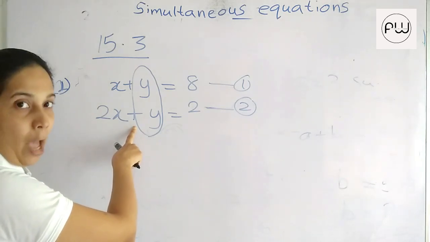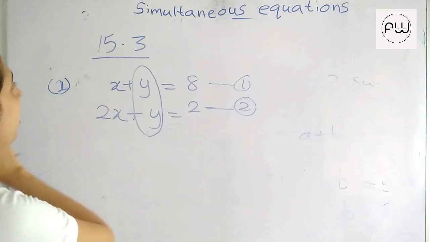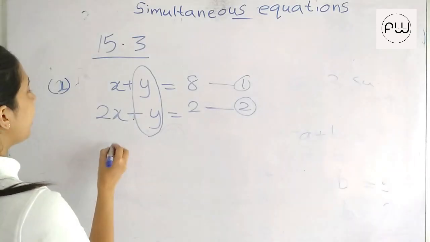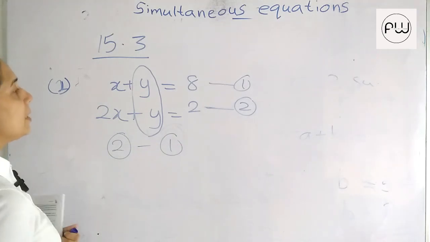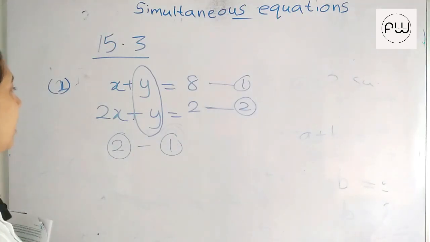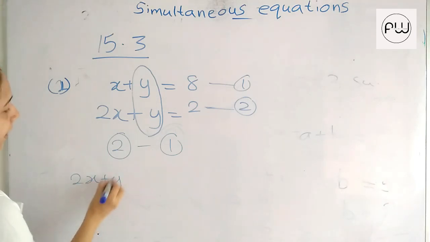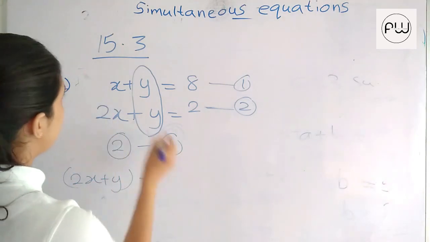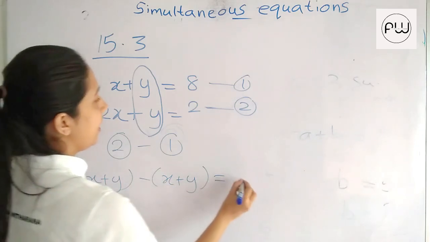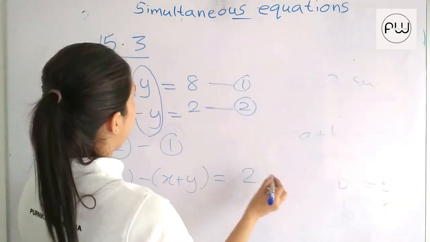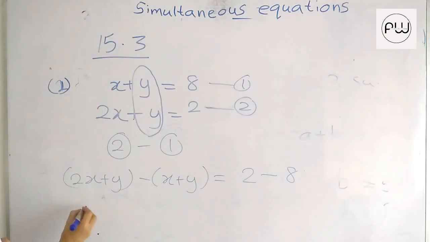Then what do we have to do? We have to subtract one equation from the other one. Then I am subtracting the first equation from the second one. The second one, 2x plus y, subtract the first equation from it, x plus y. The second one is 2, subtract 8. Right, now let's simplify.